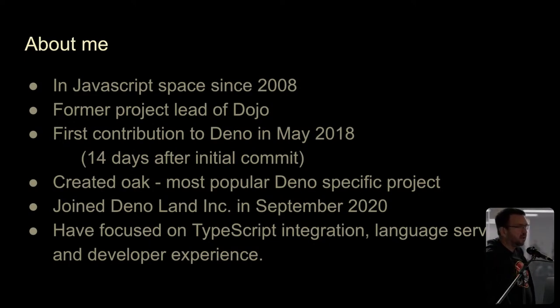I created Oak, which is the most popular Deno-specific project. It's a middleware framework like Koa or Express for Deno. And in September 2020, I joined DenoLand full-time. Since I joined Deno, I've worked on the TypeScript integration initially. That was a lot of my work before I joined as well. And the built-in language server in the command line and the developer experience as a whole have been my areas of focus since I've joined.